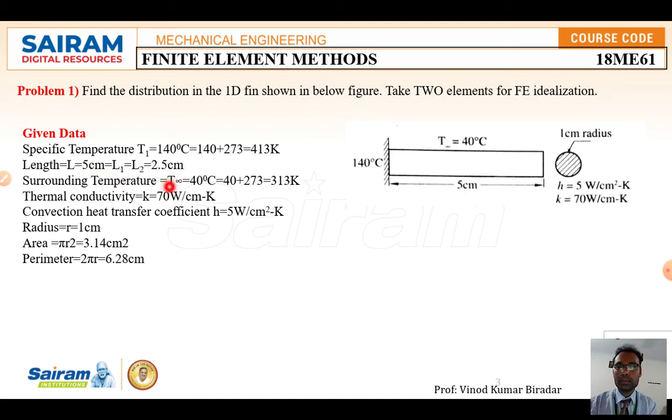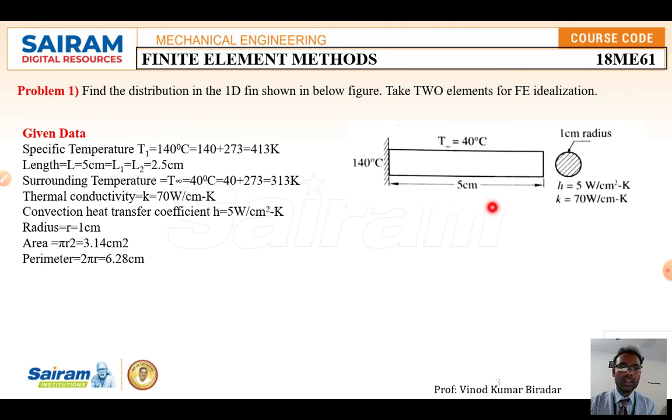So the surrounding temperature, that is the ambient temperature. The temperature of the fluid flowing around the fin is given as 40 degrees centigrade. Again, this is in centigrade, so you have to convert that into Kelvin. If we add 273, 40 plus 273 gives 313 Kelvin.